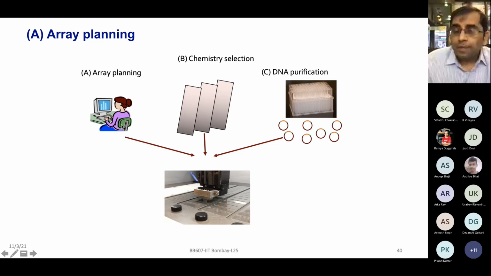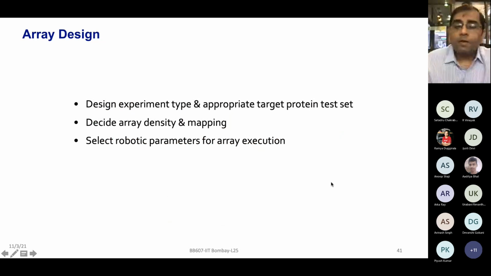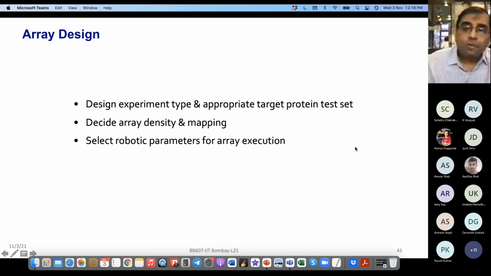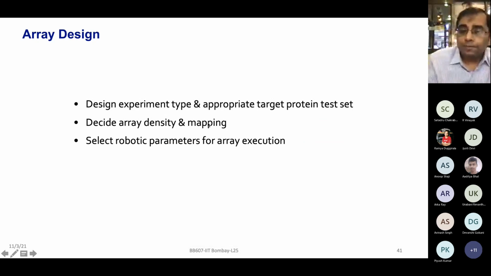First step: the right type of control to be selected, the right type of gene to be selected. All of that happens computationally by informatics work. Then you think conceptually what chemistry you would like to utilize, and depending on that, your clone should have those tags. Then you purify the DNA, and then you mix those and you are ready to do the printing. So I'll now elaborate on each of these steps with some details and intricacies, so that you can appreciate how much goes into doing these experiments.